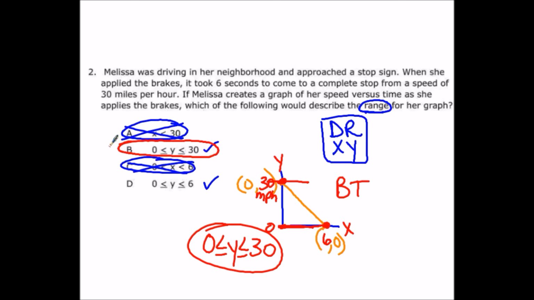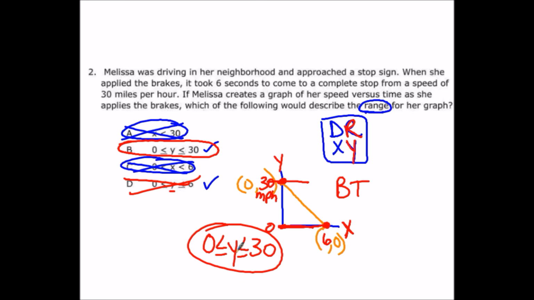If you chose D, you were looking at the domain, but remember, domain is 0 to 6, but that's the X values. This says Y values, so it doesn't really match up. You must remember, folks, range goes with the Y. Domain goes with the X. That right there is going to help cancel out half of your multiple choice answers. It's pretty sweet. So, what this is saying is her speed, which is Y, can be anywhere between 0 and 30 miles per hour.